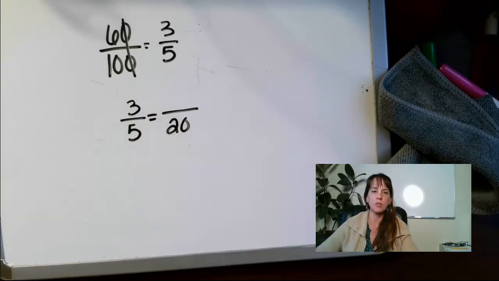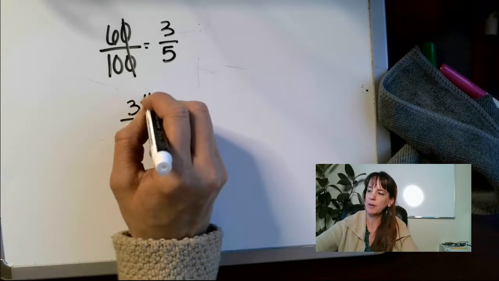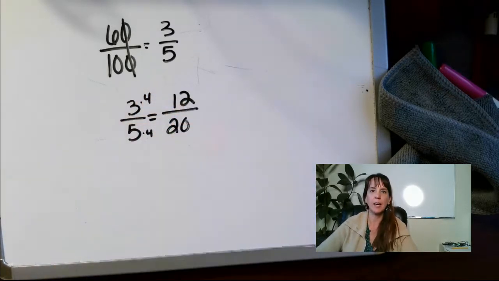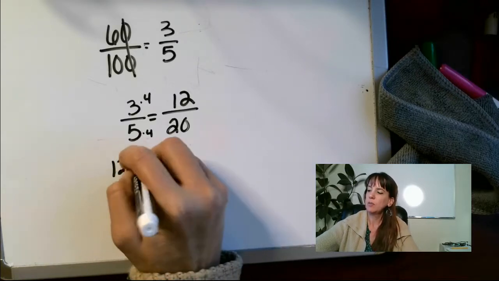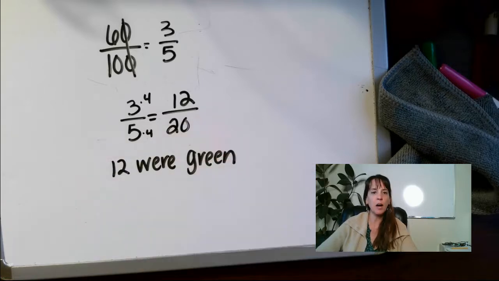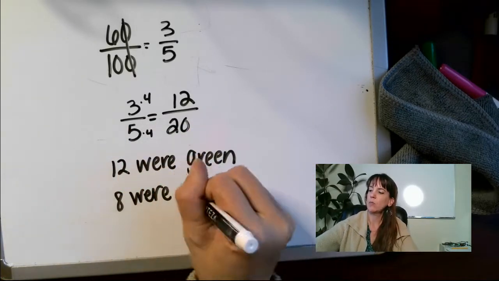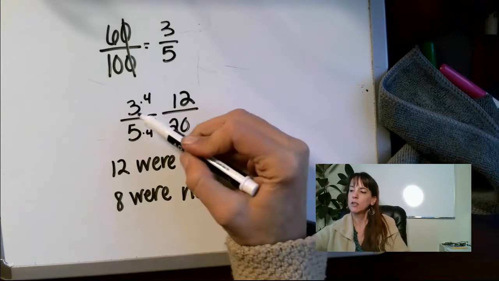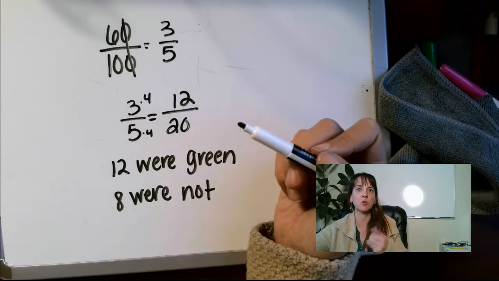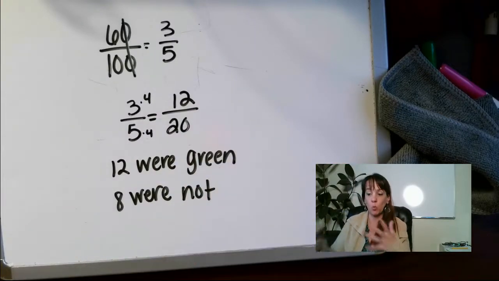That means there's a total of 20 tomatoes, right? Multiply this by 4, multiply this by 4, I get 12, okay? That means 12 were green. How many were not? Well, if there are 20 total, that means 8 were not. 8 were not. Or 2/5, right? Because 3/5 were green, 2/5 were not. That will give us a total of 5/5 or 1.